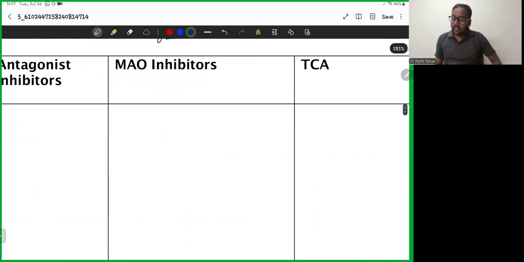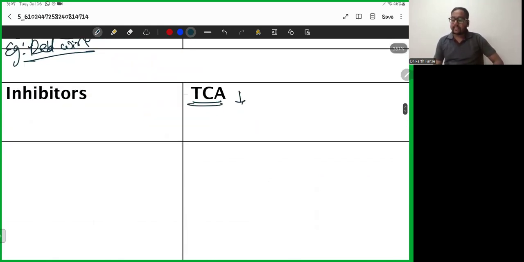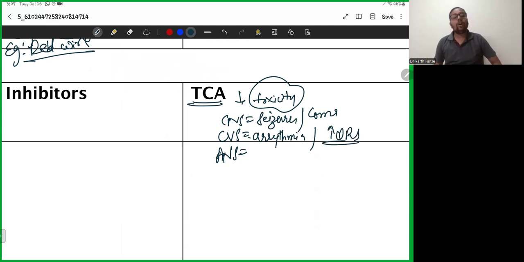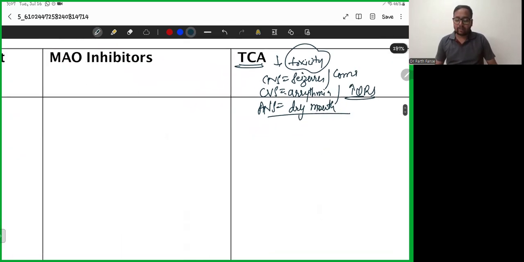Let's come to TCA, tricyclic antidepressants. It is toxic, with toxicity in CNS, CVS and ANS. CNS side effects are seizures and coma. CVS side effects are arrhythmia and increased QRS of ECG. The ANS side effect is dry mouth. Done.